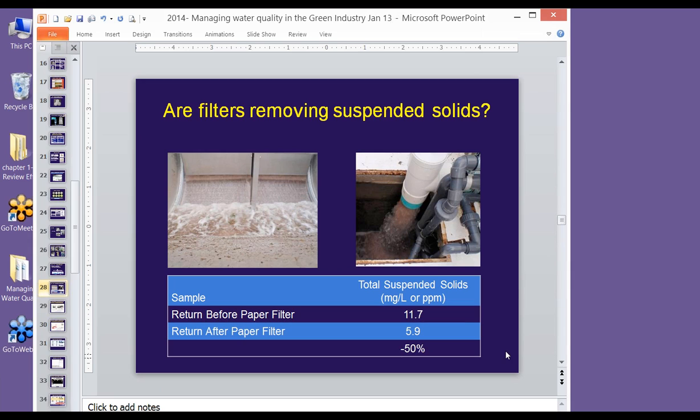When we were evaluating the filters, we wanted to know if the different filters used in the greenhouse industry are actually removing suspended solids. This is an example where we evaluated paper filters and measured how much suspended solids we had before and then how much we had after. And you can see that there was a 50% reduction.